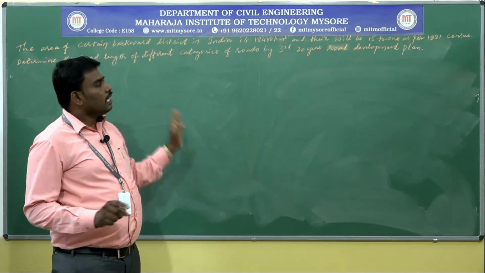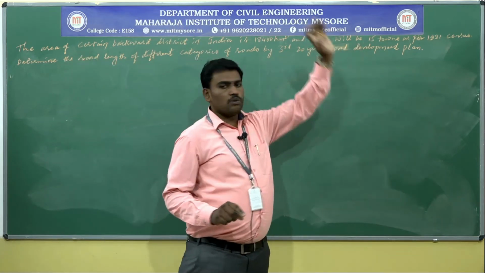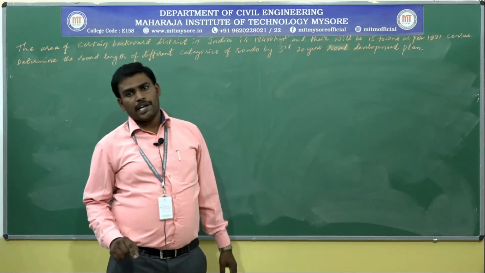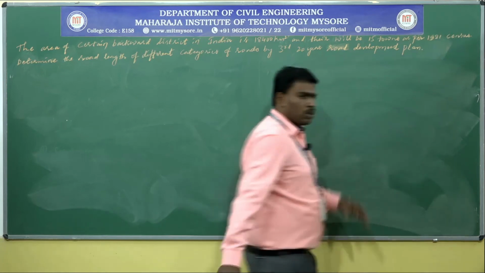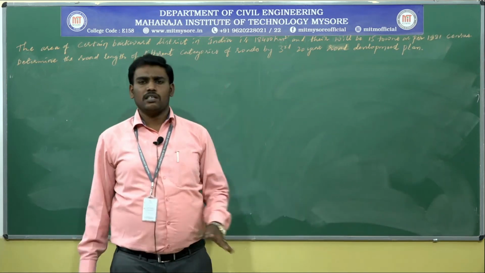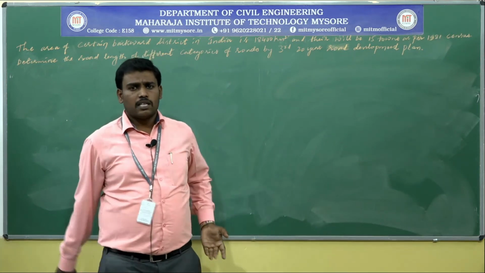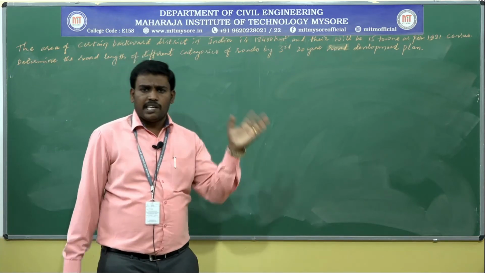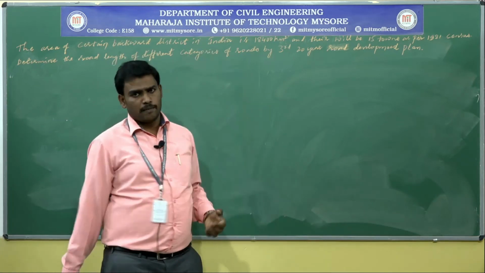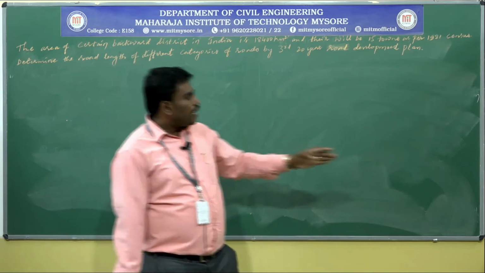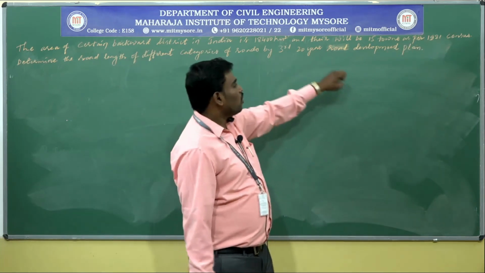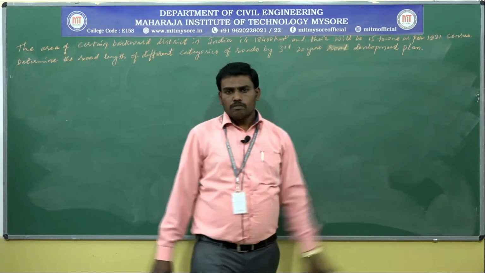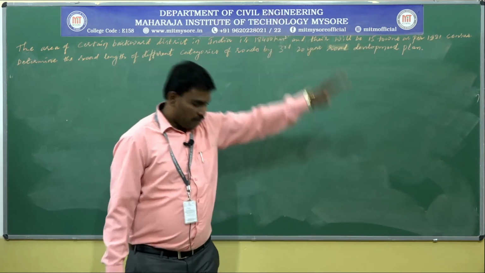Everything will be the same. And they have given 15 towns as per the 1981 census. Don't bother about this number, 1981 or 2001 census or 1986 census. You know that the census is done every 10 years: 1981, 1991, 2001, like that. Don't bother about this number. You only need the number of towns. Here the number of towns is 15.